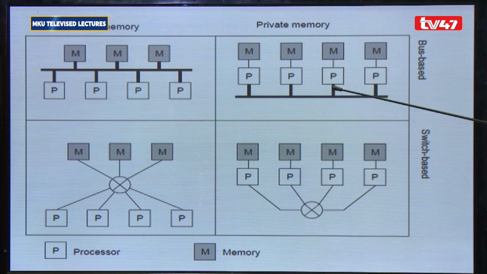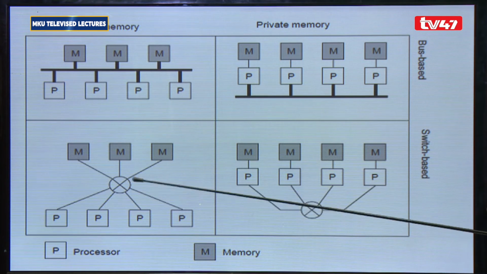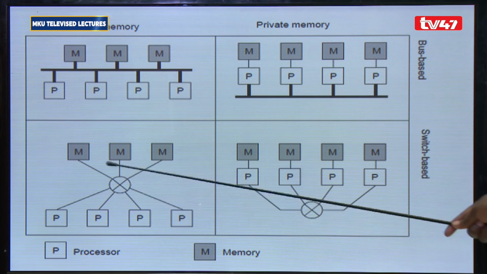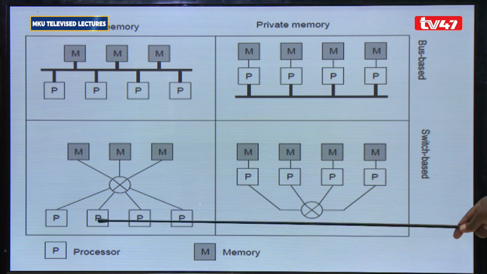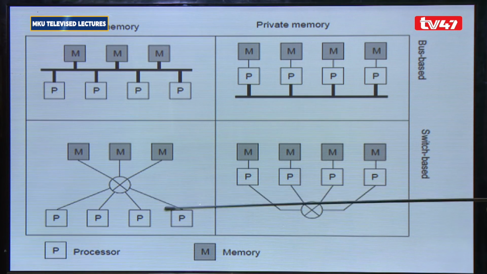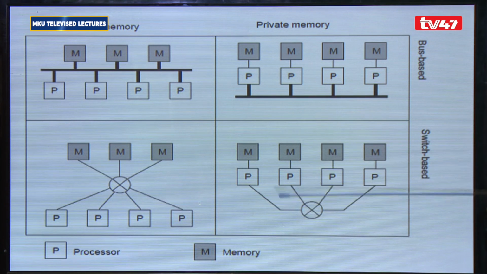In a private memory, you can see you have the processor, memory, processor, and then a bus, and now you go to this processor. And vice versa. On the switch-based, we have the memory, an interconnection here, and on the other side, we have the processors. All these are CPUs. And then in a private memory, this is how it works.